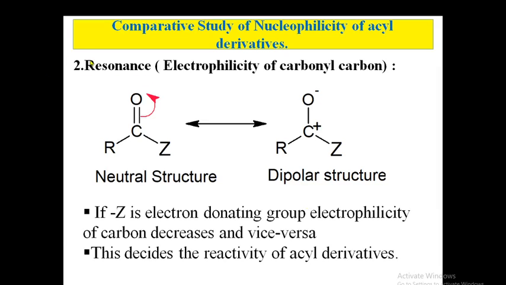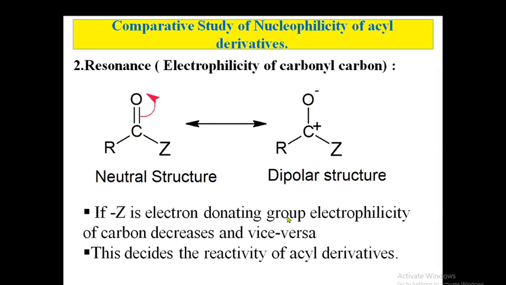Let's see the second factor, that is the resonance. It is related to the electrophilicity of the carbonyl carbon. Suppose you have this acyl derivative or acid derivative, and if you show the resonance here, delocalization of pi electrons, you will get this dipolar structure. Now in this dipolar structure, carbon has a positive charge. The stability of this carbocation depends on the nature of the Z group, which is important for stabilization of this carbocation.